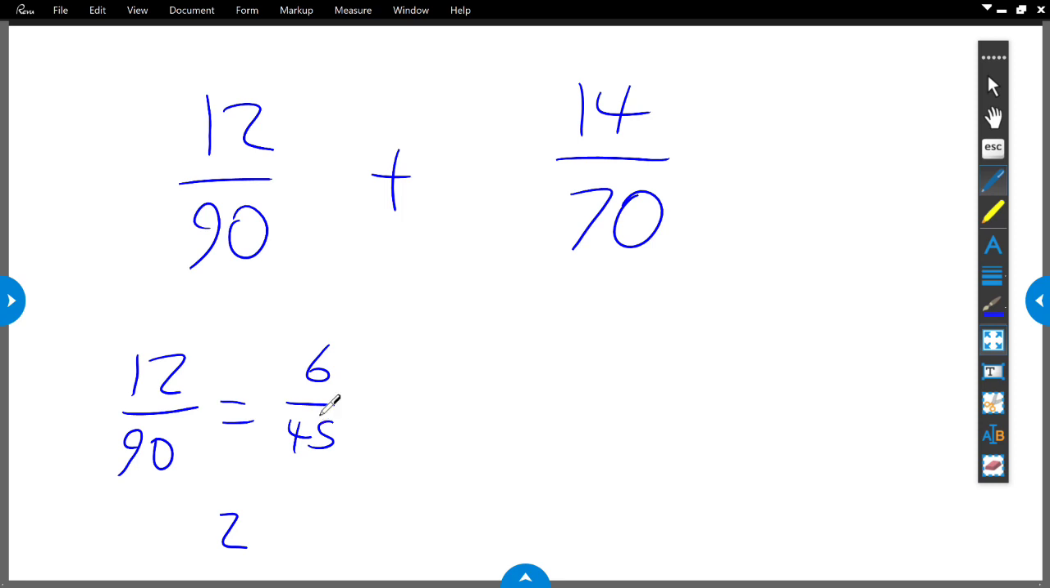Are they both divisible by 2? No, the next prime is 3. They can both be divided by 3. So then I get 2 over 15. And I can't go any further than that because 2 is prime and it doesn't go into 15.